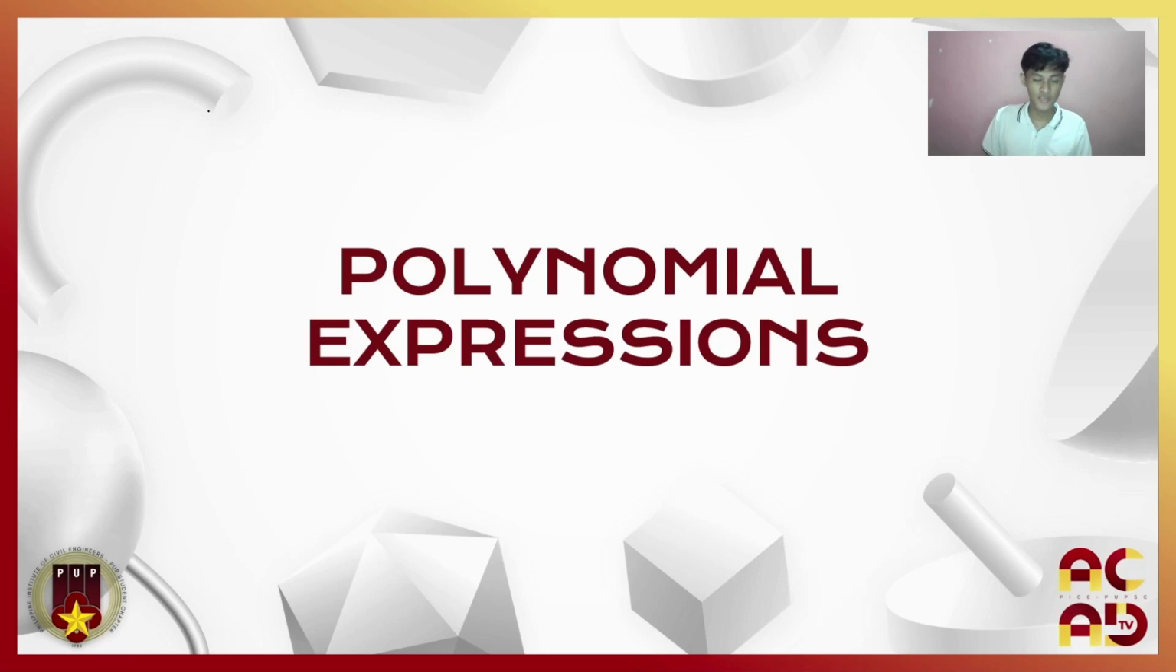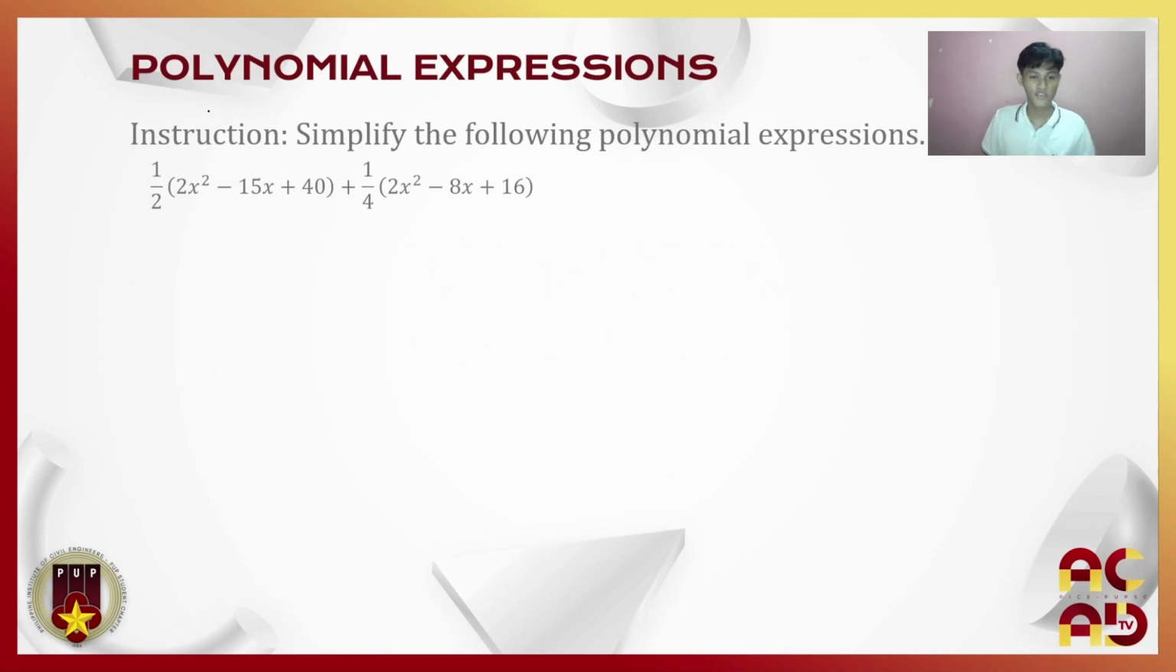So our topic in this video is about polynomial expressions. So let's proceed na sa mga sample problems. So instruction, simplify the following polynomial expression. So we have 1 over 2 times the quantity of 2x squared minus 15x plus 40 plus 1 over 4 times the quantity of 2x squared minus 8x plus 16.